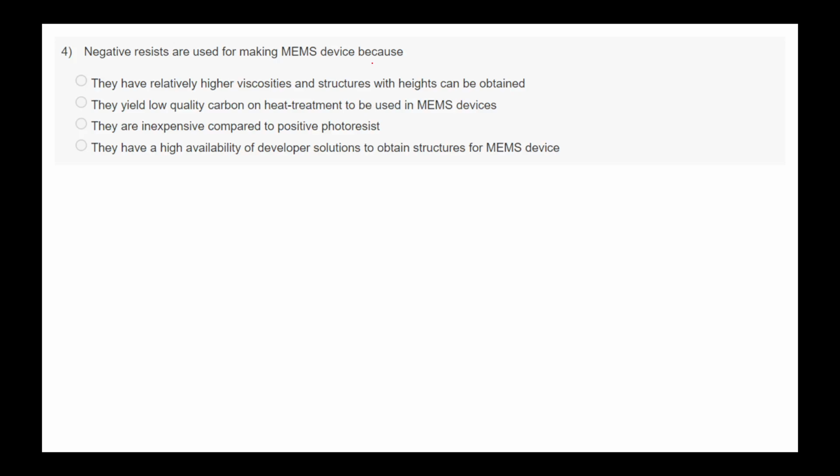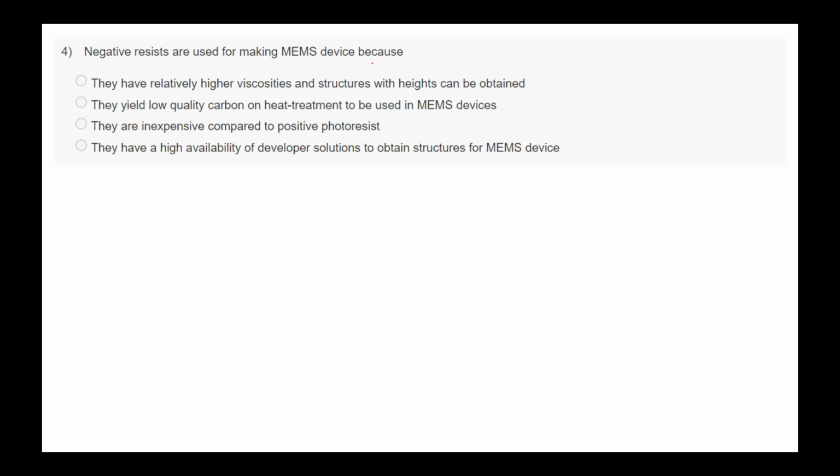The question is: negative resists are used for making MEMS devices. Why? Because they have relatively higher viscosity and structures with high heights can be obtained. They yield low quality carbon and heat treatment to be used for MEMS devices. They are inexpensive compared to positive photoresist, and they have a high availability of developers.